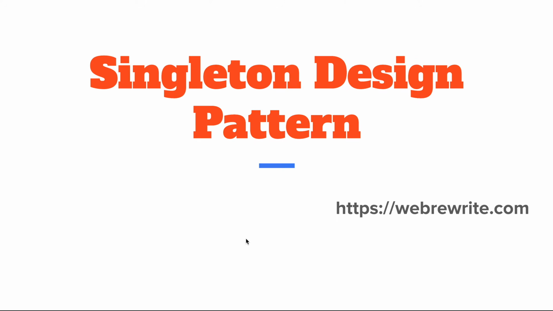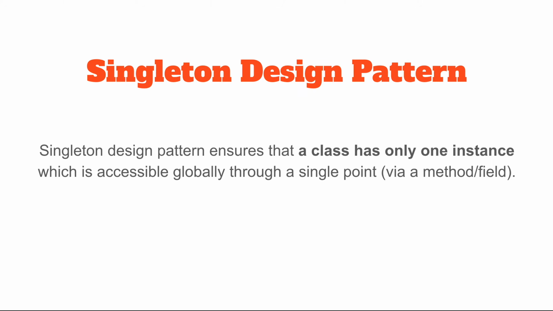Let's start this video with the singleton design pattern. This pattern ensures that a singleton class, or a class which implements this pattern, has only one instance, which is accessible globally through a single point, be it a public method or public field. Don't worry if you have not understood this last line fully, right? When I explain this through the code, you will understand it easily. So be with me, right?